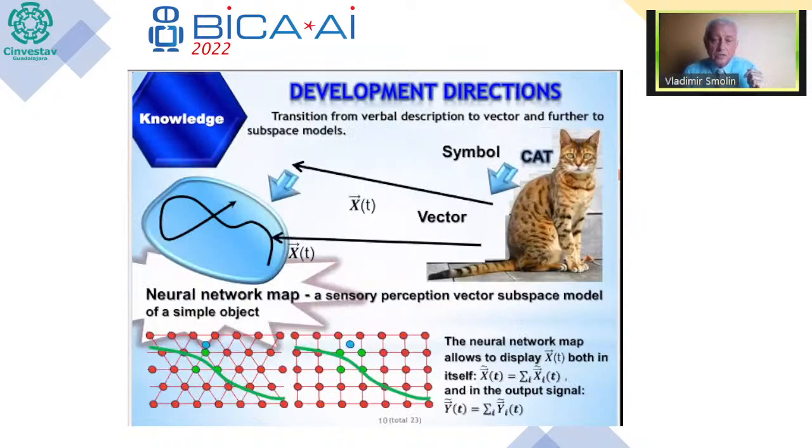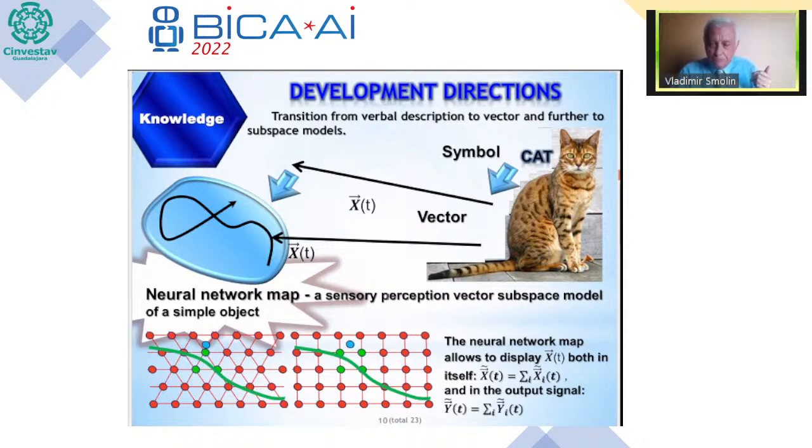The next thing I would like to outline, and it is marked by a star, is that now we are talking in symbols and words, so we can talk about a cat as a symbol, but modern networks use vectors to describe objects, sounds, words, and so on. But what should be next? The next should be models of subsets that should be neural network maps.